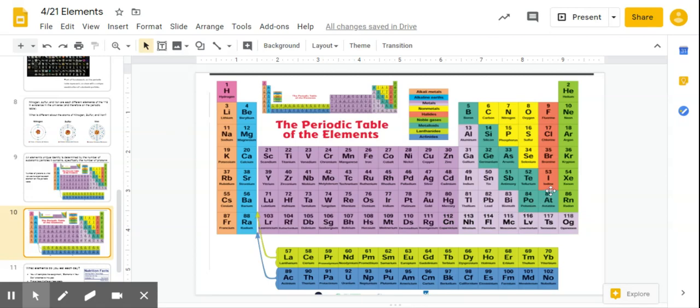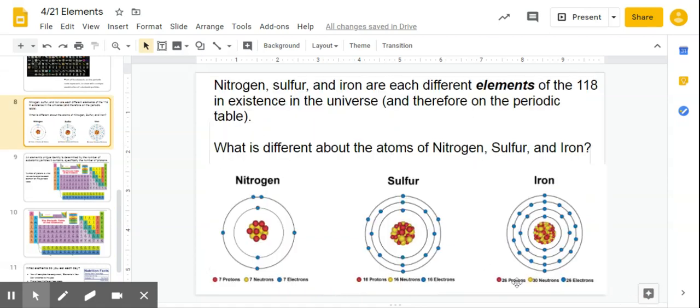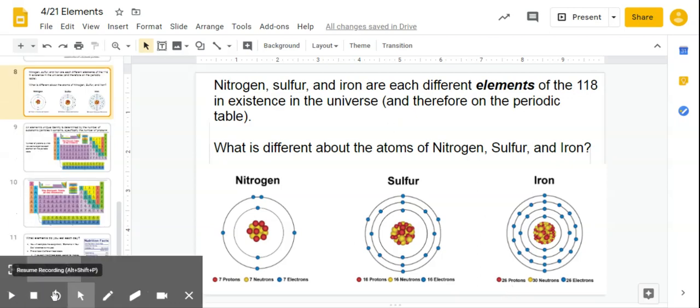Where's iron? Iron, that's an I. That says iodine. That's not iron. Iron's one of those tricky ones. Its element symbol is Fe. We'll talk about that later. Fe is iron, and it has 26 as its atomic number due to the fact that it has 26 protons.